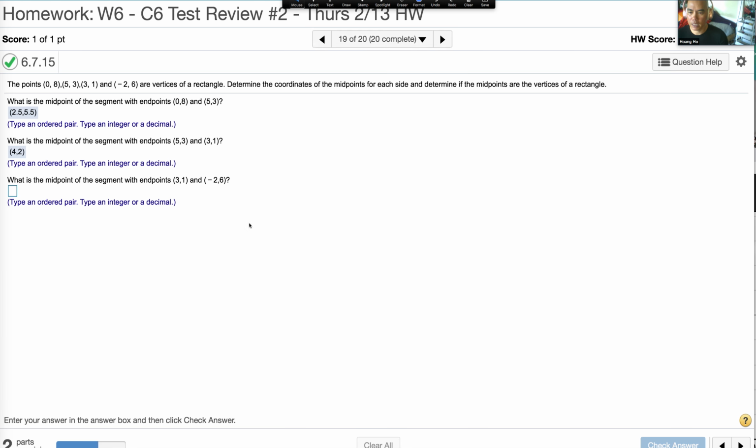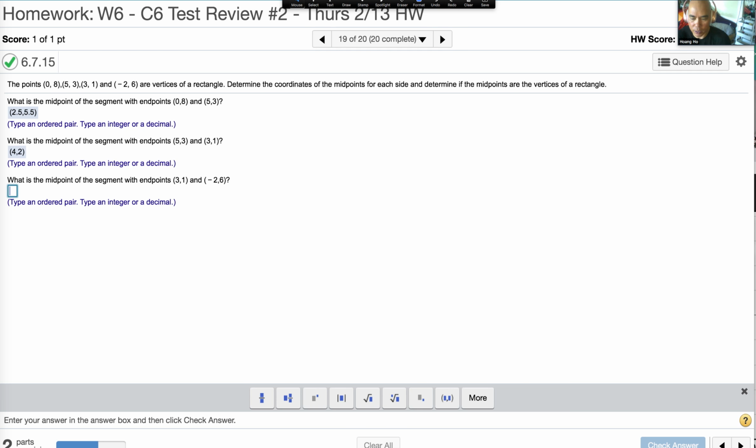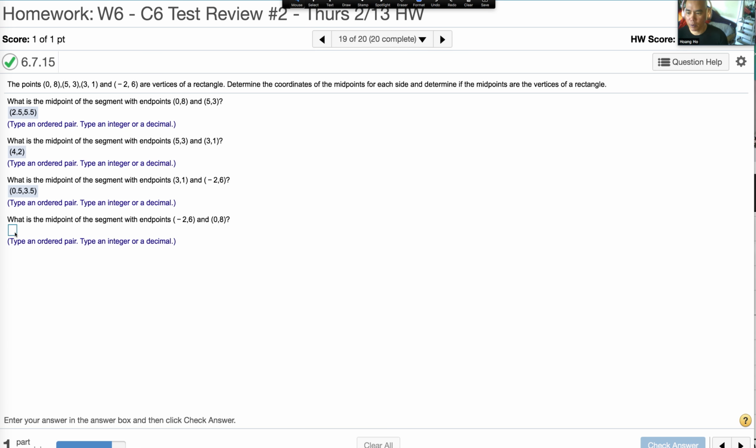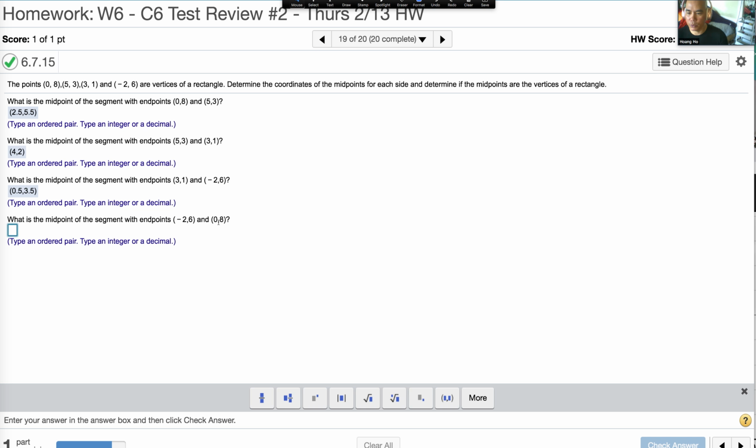The next midpoint, of these 2 points: 3 add with negative 2, that's 1. 1 divided by 2 is 0.5, comma, 1 add with 6, that's 7. 7 divided by 2, 3.5. And the last midpoint right here: negative 2 add with 0, that's negative 2. Negative 2 divided by 2, negative 1. 6 add with 8, that's 14. 14 divided by 2, that's 7.